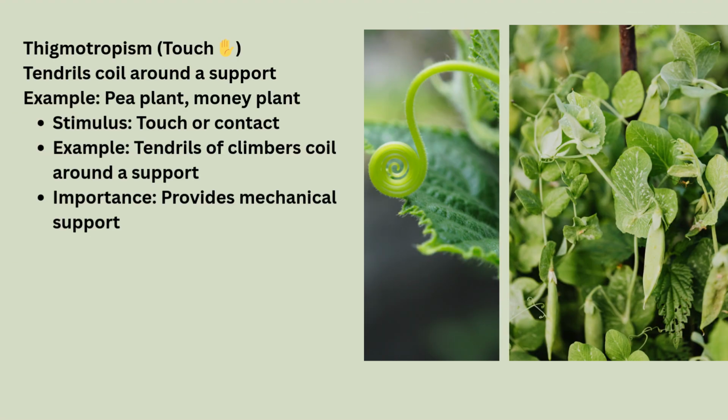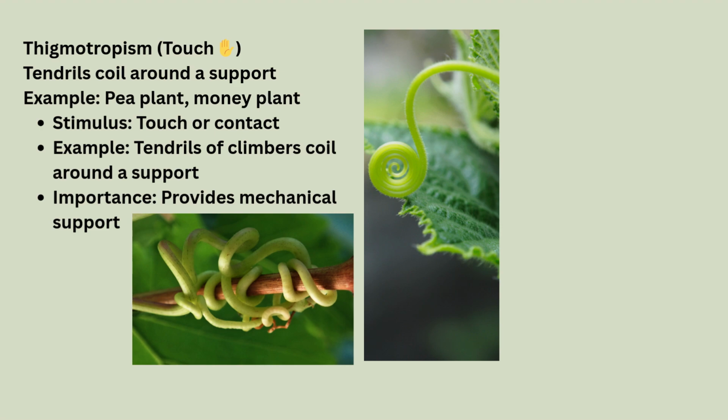Thigmotropism, or the sensitivity to touch. Tendrils coil around a support. How? The stimulus is the touch or contact, and the tendrils of the climbers coil around the support, providing mechanical support to the plant. The examples are the pea plant or the money plant.